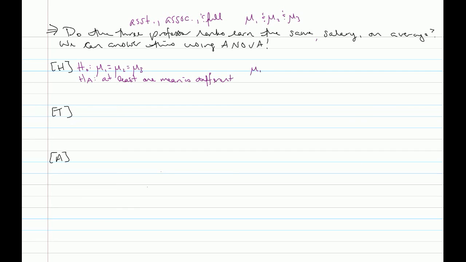Remembering to define our parameters in context. So this is μ1, μ2, and μ3 are the true average salaries of assistant, associate, and full professors, respectively.